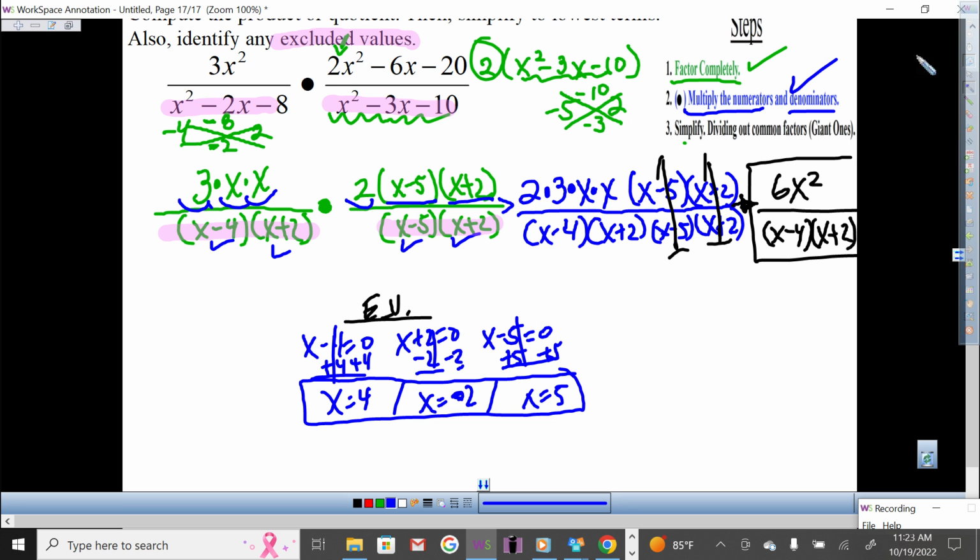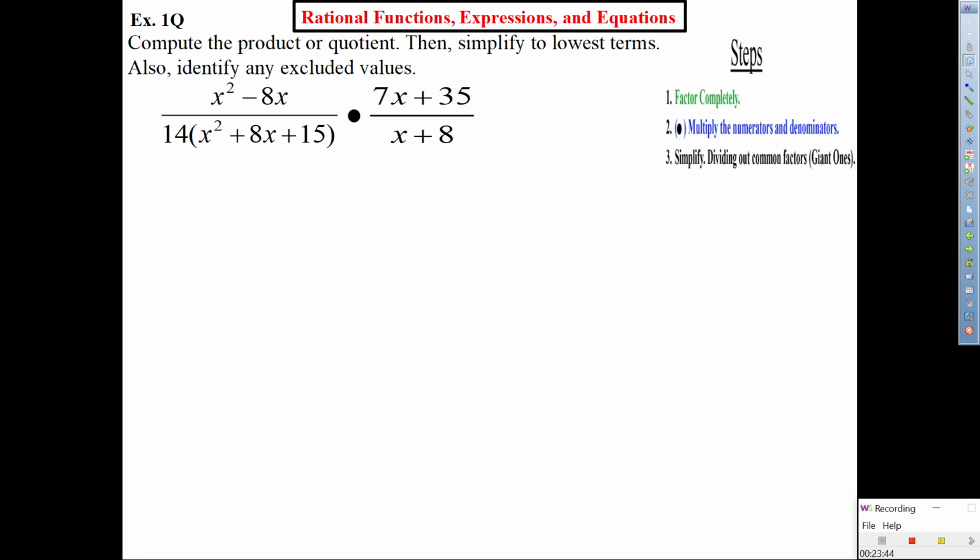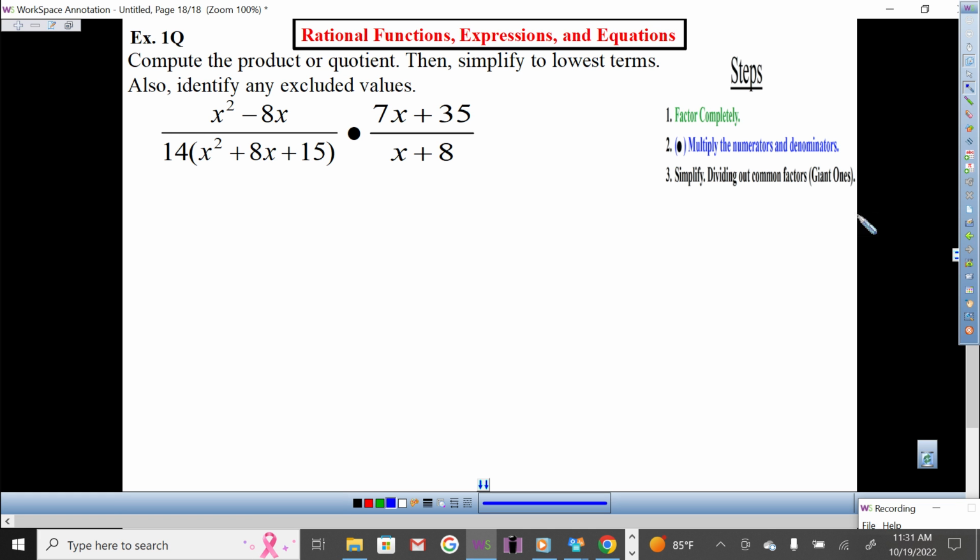Copy this one, example 1Q. X squared minus 8x over 14 times x squared plus 8x plus 15 times 7x plus 35 over x plus 8. All right. Once again, we're going to do this one together just to get the process down. So step 1 says factor completely, everything. I'm going to start with the first fraction. So before I ask Diego, tell your neighbor what to check for before we start factoring, please. What do we check for always?